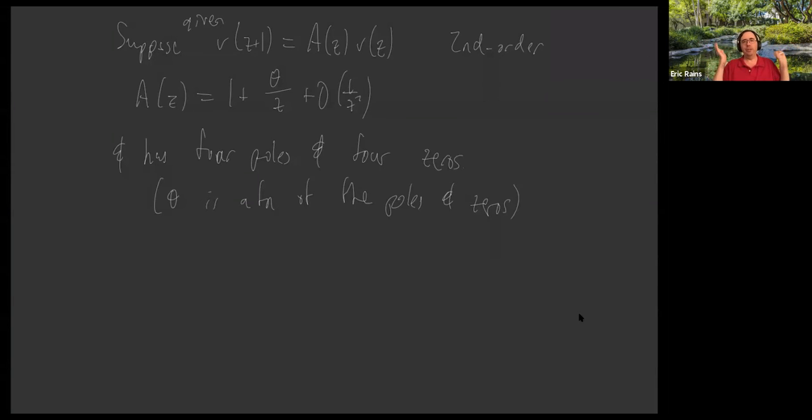This is what the determinant of A has to be. And that tells you what theta is. And you find that theta is actually a linear function of the poles and zeros. Okay.